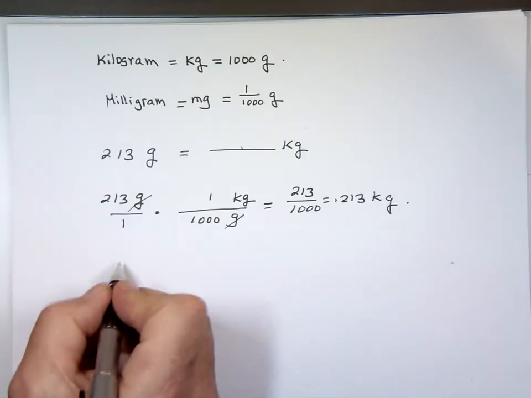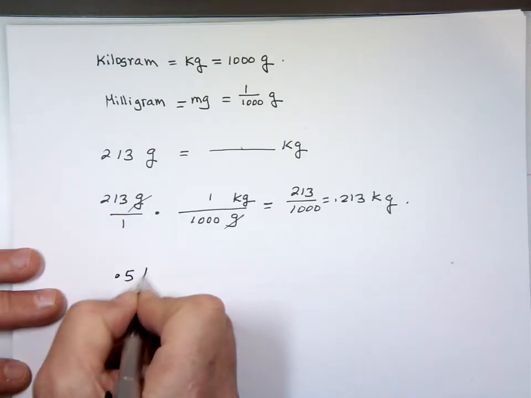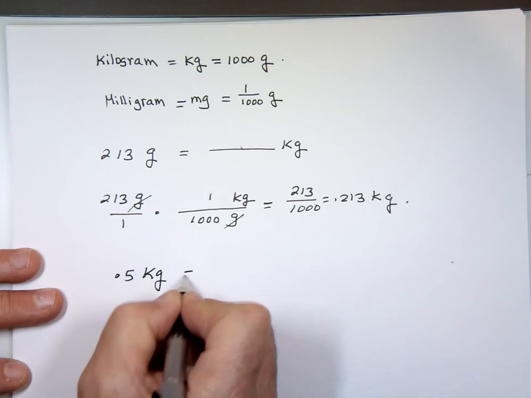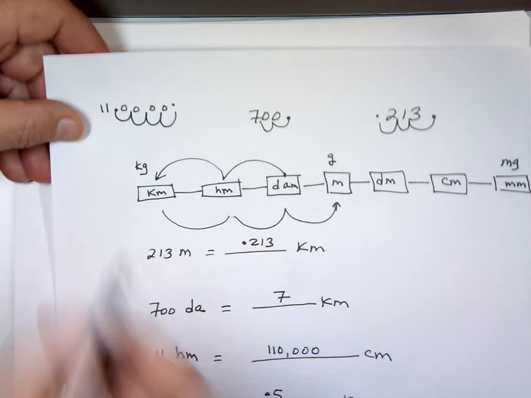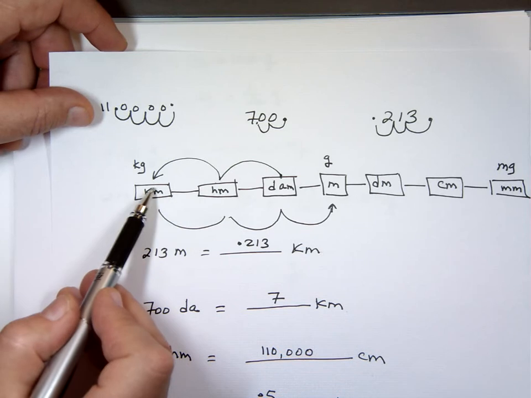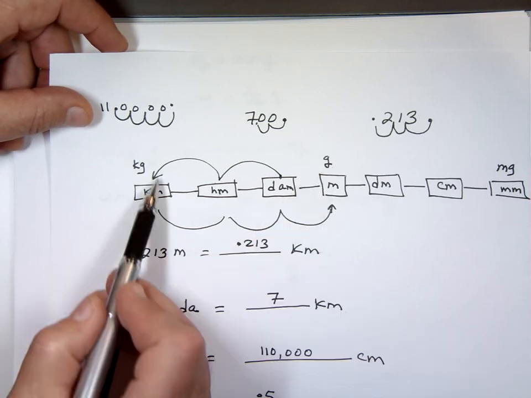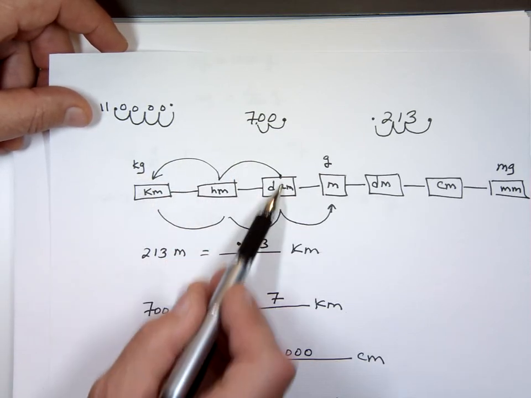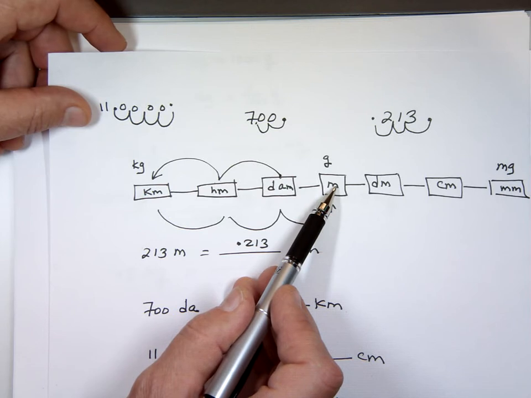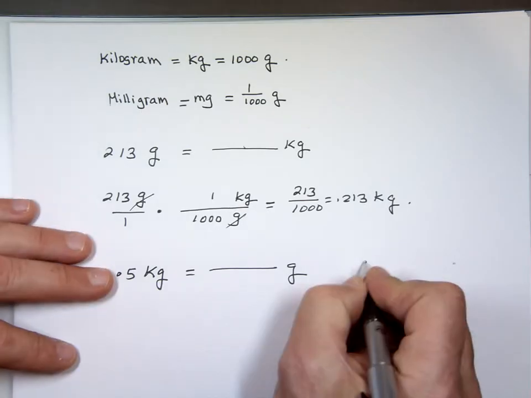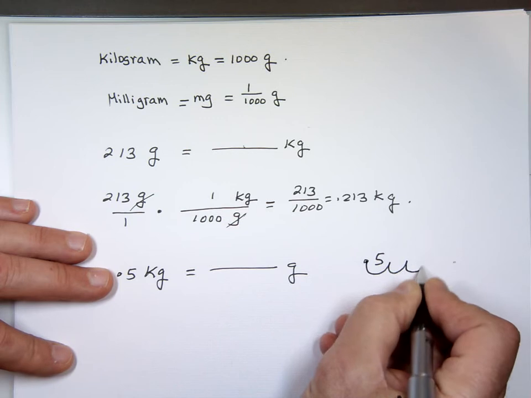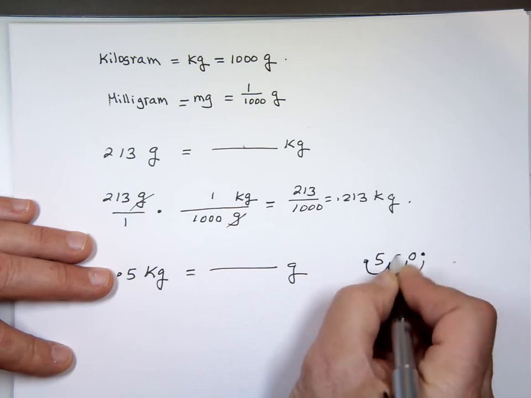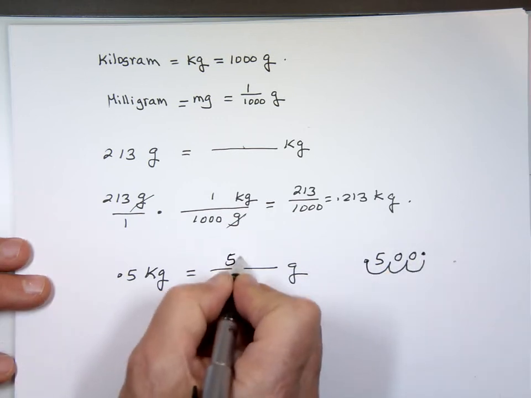If I have 0.5 kilogram, how many grams is that? Notice kilogram is right here. I need to go to gram, which is right there. So how many places? 1, 2, 3. Move the decimal point 3 places to the right. Here's the 0.5. Move it 3 places to the right. 1, 2, 3. What do we have? 500 grams.